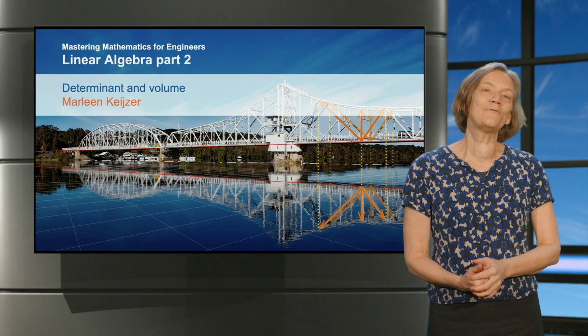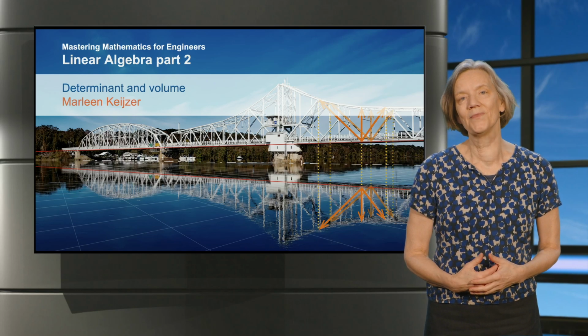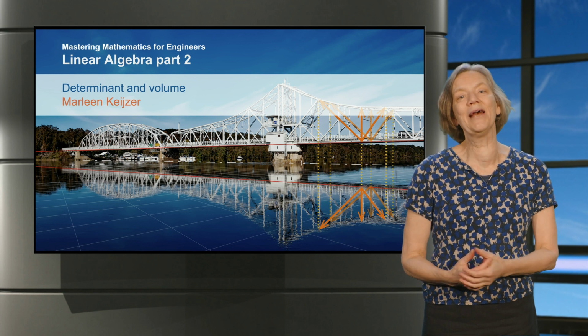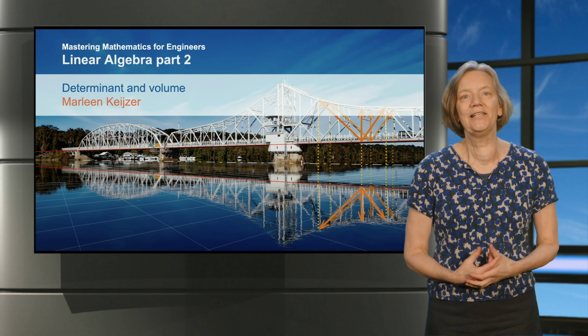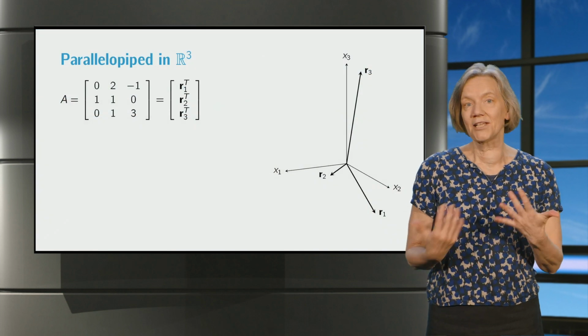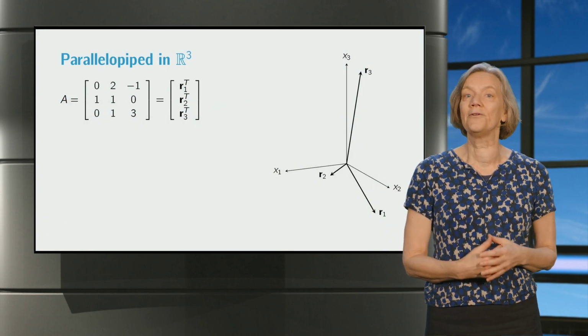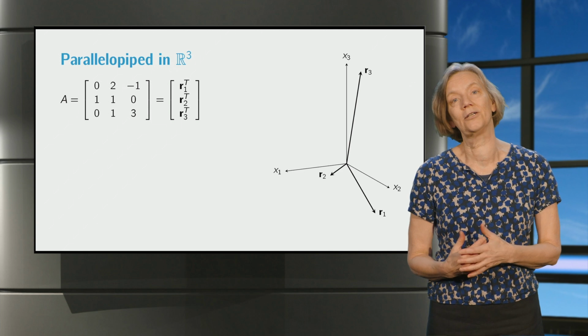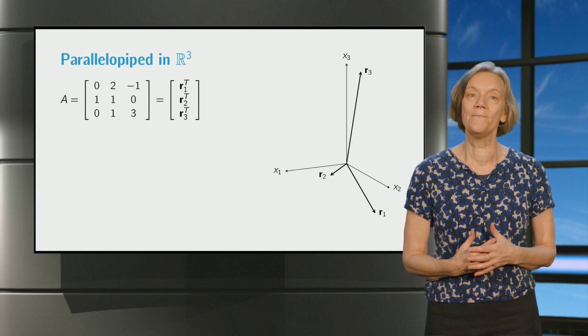The determinant of a square matrix is a number. If that number is non-zero, the matrix is invertible. A determinant also says something about volumes. An example: A is this 3 by 3 matrix. Its rows are called R1, R2 and R3.